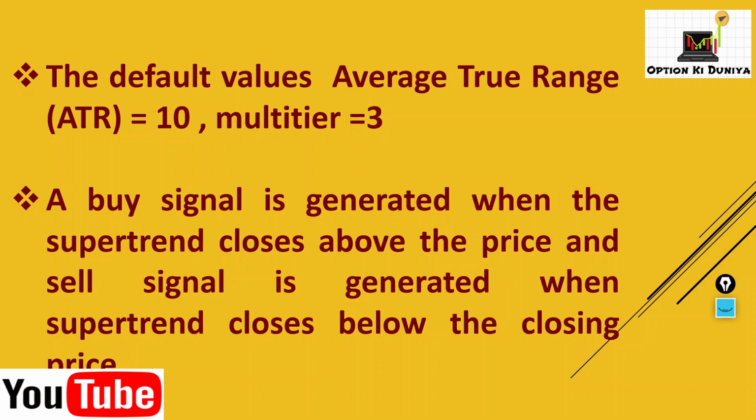A buy signal is generated when the Supertrend closes below the price, and a sell signal is generated when the Supertrend closes above the closing price. I will explain this with a chart and practical. I'll tell you where the buy signal is generated and where the sell signal is generated.